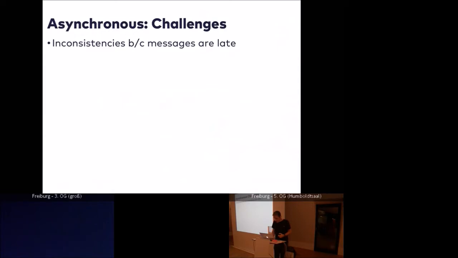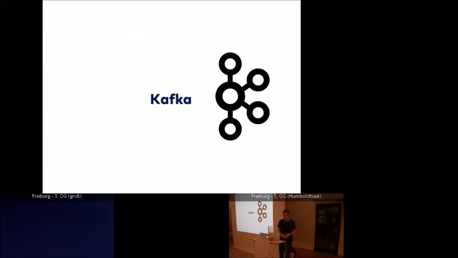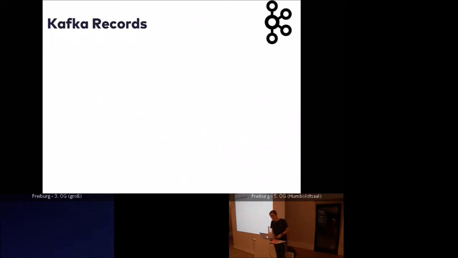So that is basically it about asynchronous communication. So how could I implement that? Well, one way of implementing that would be to use some kind of message-oriented middleware, like for example Kafka. So let's talk about Kafka for a few slides.